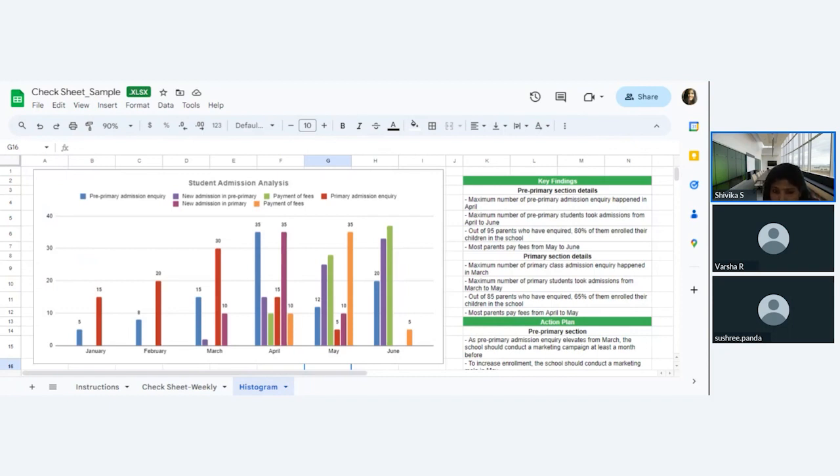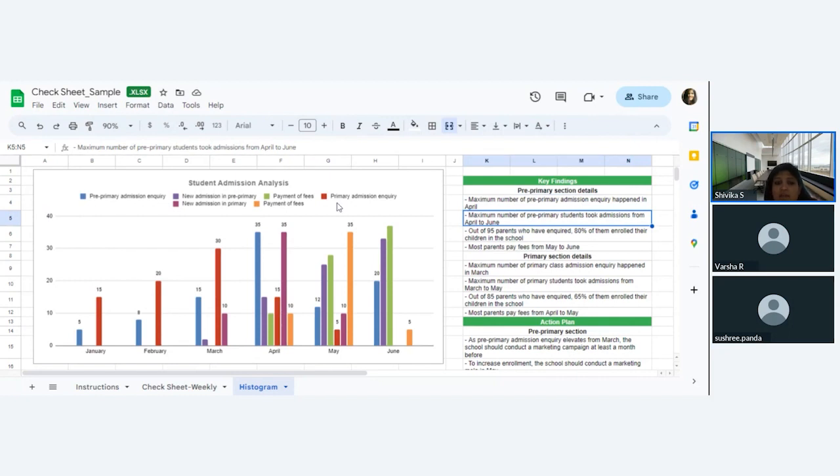For example, the pre-primary admission inquiry is highest in April, and the payment is lowest in the month of June. So maybe the school needs to focus a lot on fee collection in the months of April and May, because there's a decline in June. Or if the pre-primary admission inquiry is more in April, maybe the school needs to start the campaign, branding and marketing a month or two months prior, to ensure that they are getting the inquiries and converting them into admissions.